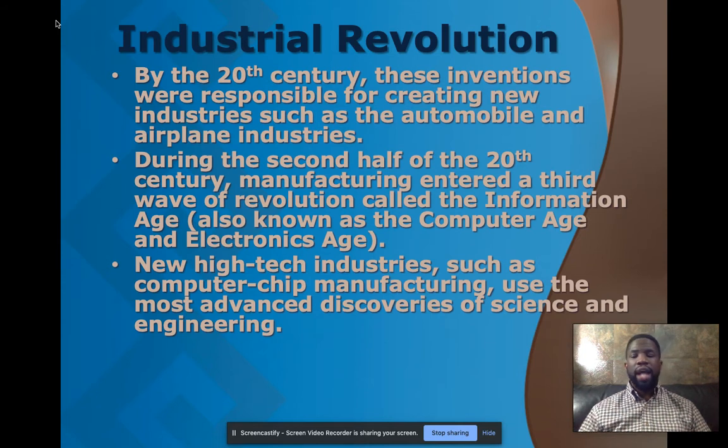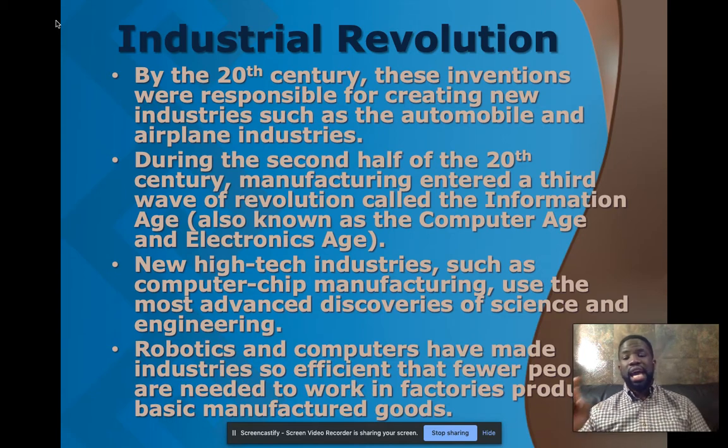This is where we see high tech industries such as computer chip manufacturing. This is where Apple, IBM, and Microsoft come into the fold, utilizing the most advanced discoveries of science and engineering in order to produce tech that is shifting how businesses conduct their affairs and how consumers consume the products that businesses are producing. This is also where we see how the formation of robotics and the infusion of computers have increased the levels of efficiency of industries even more, so much so that fewer people are needed to work in factories in order to produce these manufactured goods.